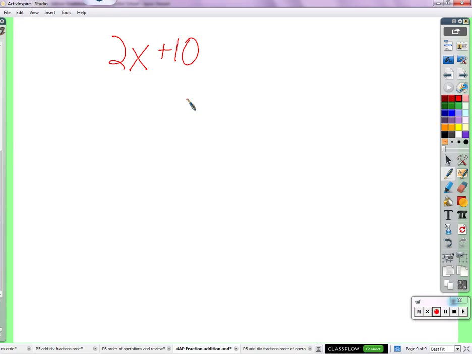Well, okay. Multiply by 2, add 10. What do we do with the result? Divide by 2. Almost. Divide by 2. And then what? And then subtract the number. What's the subtract number? X.